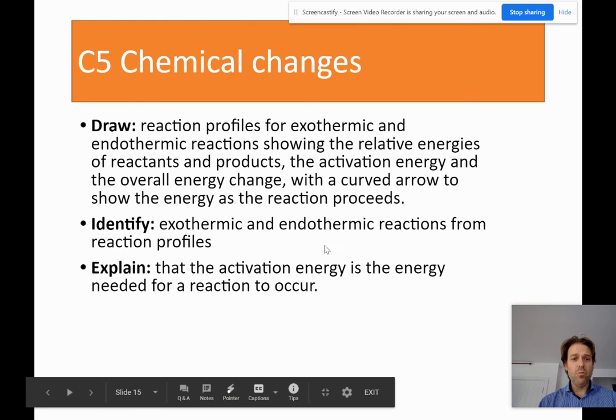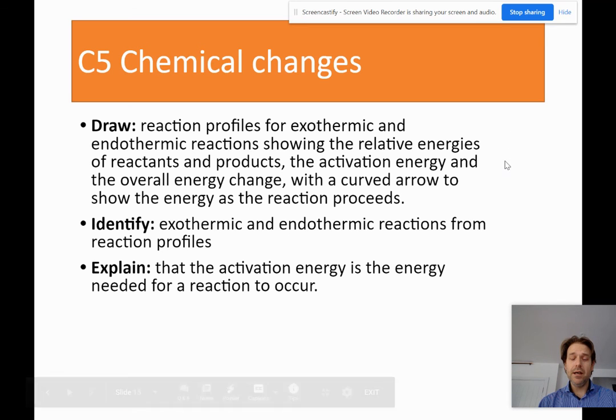This was what we were hoping to cover today. The different reaction profiles, identifying which one's exothermic, which one's endothermic, and that the activation energy is the energy needed for a reaction to occur, the energy you have to put in to break those bonds initially before you then get the formation of the new bonds.